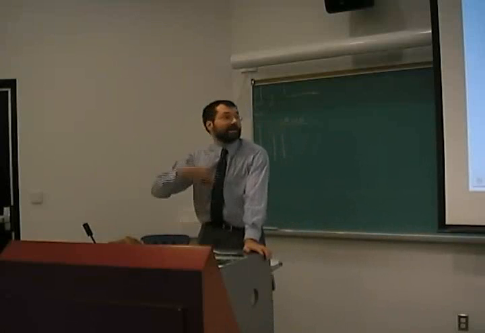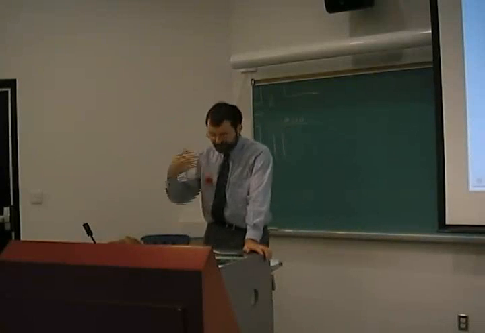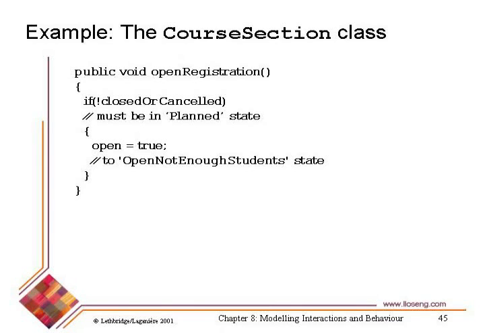So what I'm showing here is methods that trigger changes to each state. I'm not going to go through all of them. OpenRegistration says if we're not closed or cancelled, because we must be in planned state, then I'm going to set open to true. It takes me into the open state. And by default, open not enough students because my student list is empty.